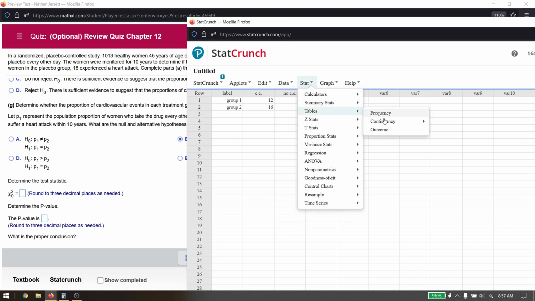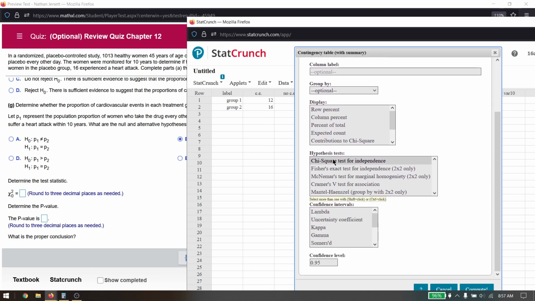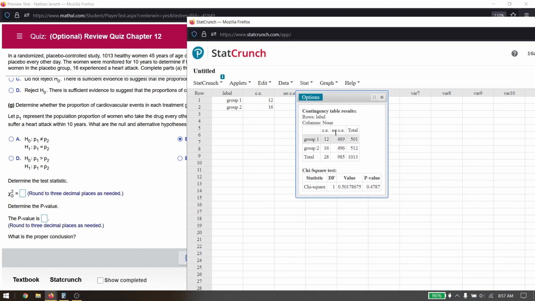So if I do stat, table, contingency, with summary, these are the two columns that I'm using, those are the ones that are numbering it, and then my row labels are in column label. And we're doing a chi-square with 0.95 confidence, and that's going to give us this. And you can see the table here, it creates the table itself. We get 501 and 512, which you should expect out of the total 1,013 that were tested. So all the numbers match up.